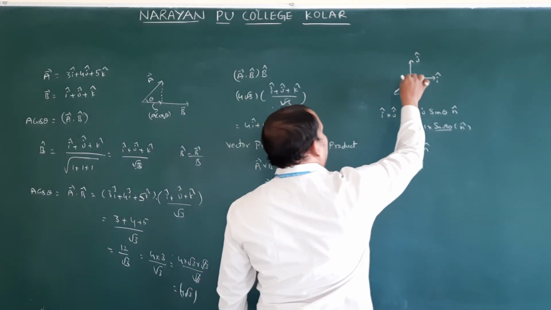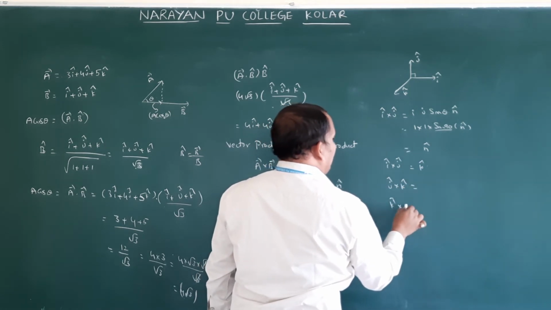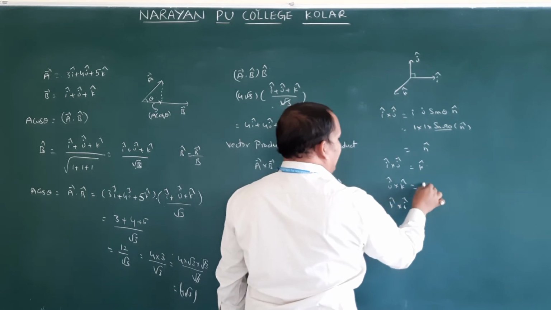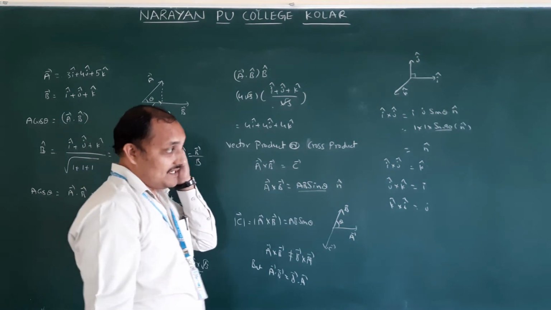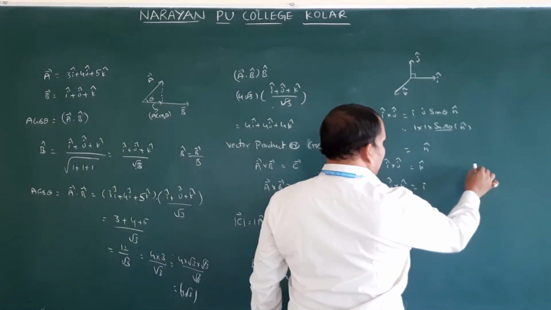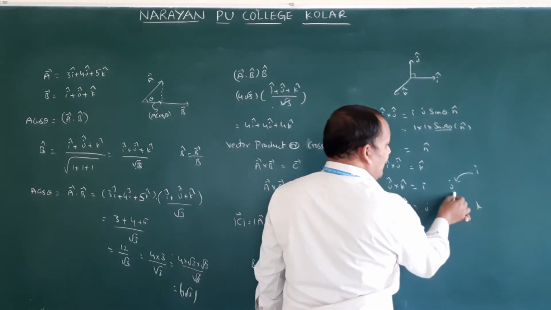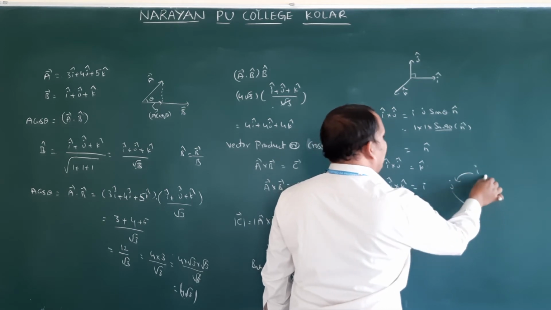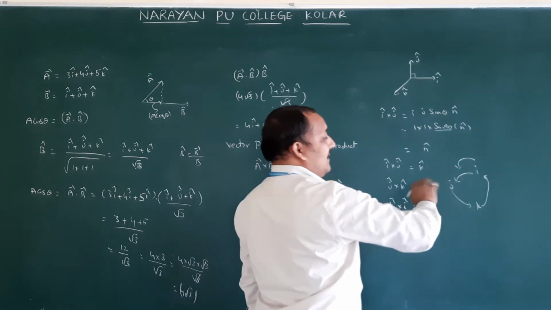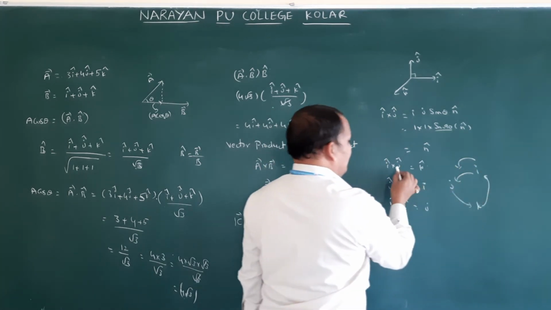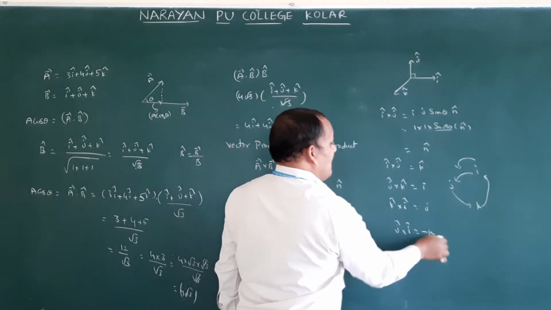Like that, j cap cross k cap gives i, and k cap cross i cap gives j. So this is a very simple logic. If you are doing i j, you will get k. If you are doing j k, you will get i. This is anti-clockwise. If you are doing clockwise, the reverse applies. i cap cross j cap is k cap. j cap cross i cap is minus k.